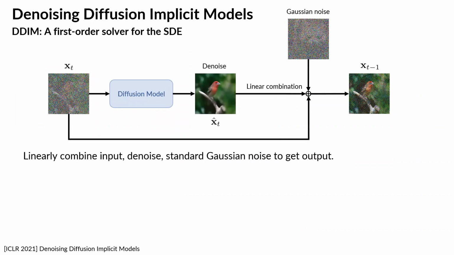So to get DDIM, which we treat as a first order solver for the SDE, the high level idea is that we want to linearly combine our input, which is x_t, our denoised output from the diffusion model, as well as some additional random Gaussian noise to get the next iteration x_{t-1}. Here you can see from the diagram, we start with input x_t, we denoise with the diffusion model and get this denoised solution, and we have a linear combination of the three terms. So how exactly is the linear combination done?